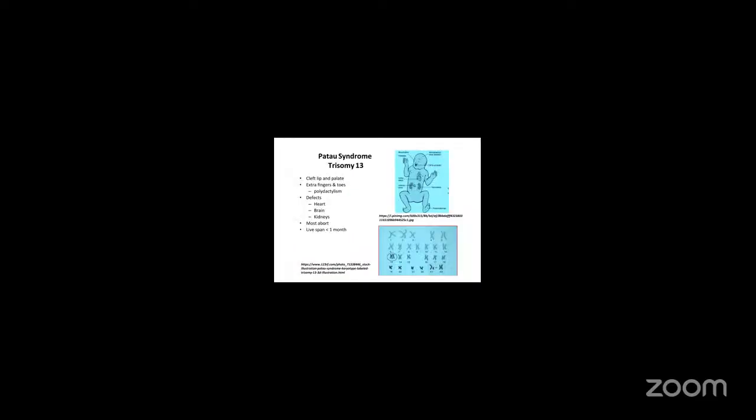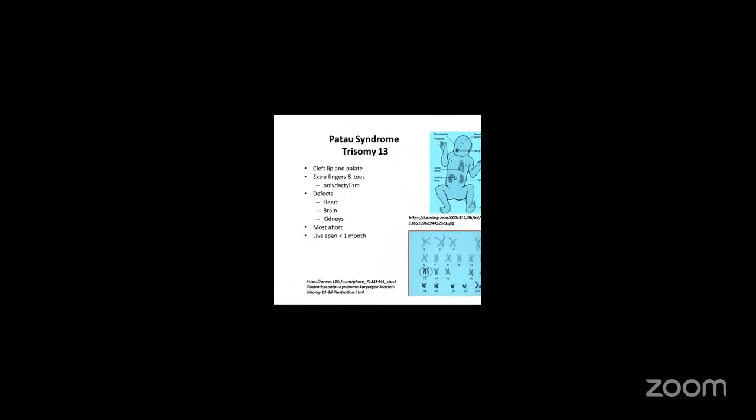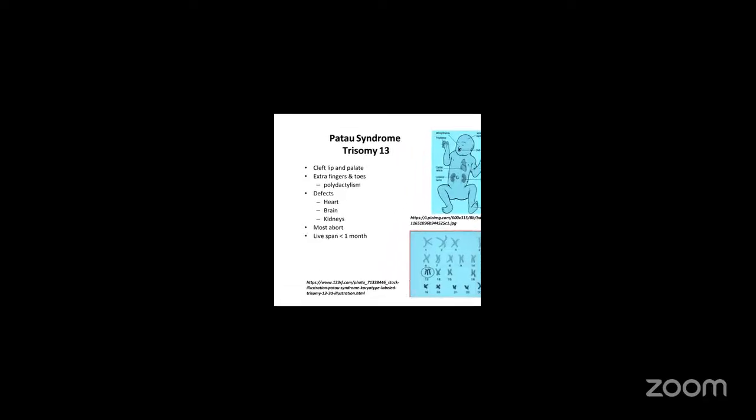Then you have Patau syndrome, that is trisomy 13. This is with reference to chromosome 13. We have seen that Down syndrome is with reference to trisomy 21. Here it is Patau syndrome, which is also called trisomy 13. In this trisomy 13, they have a cleft lip and palate, and extra fingers and toes. That is polydactyly. If you observe their hands as well as their feet, they will have extra fingers and extra toes.